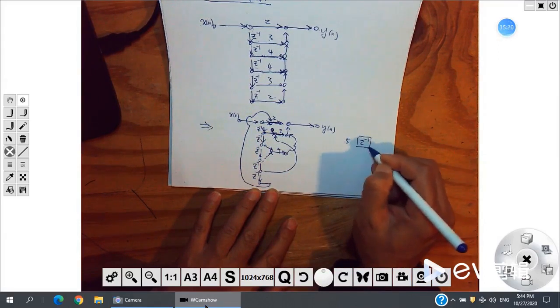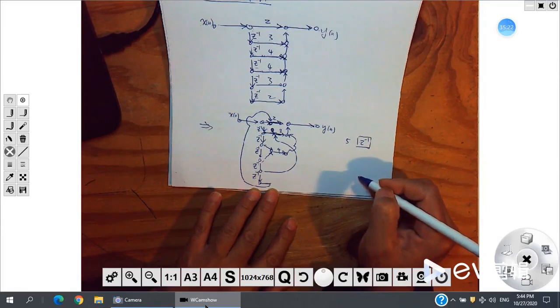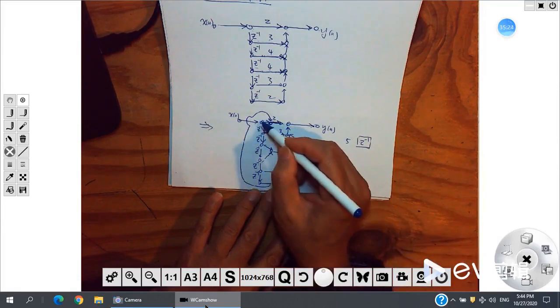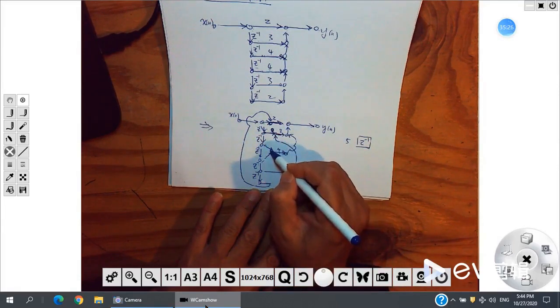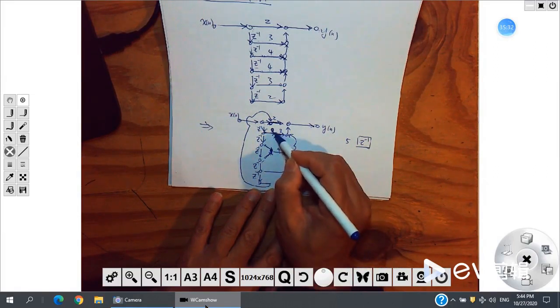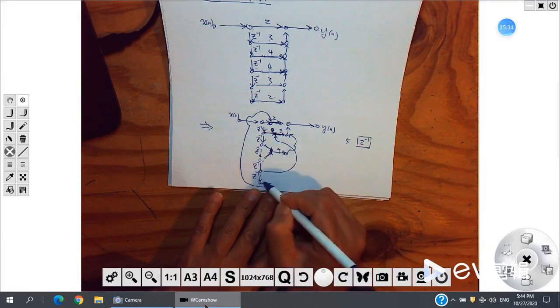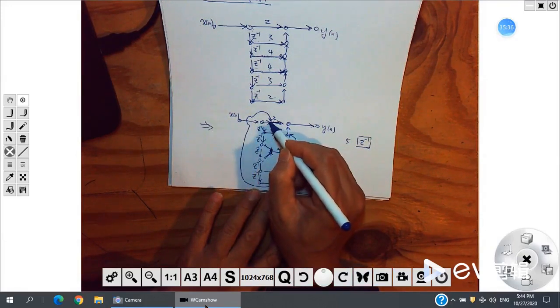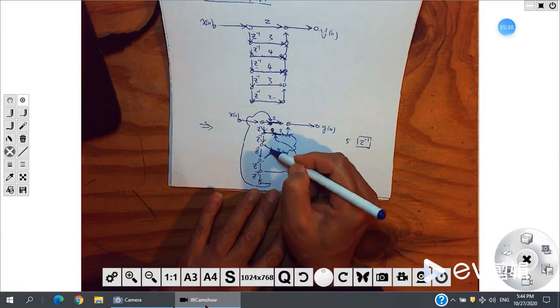Five delays. And summation. Okay, here's a summation. Here's a summation: these two add together. And this one to here, this is also a summation. And this one goes to here, this is also a summation. So here I have three summations.